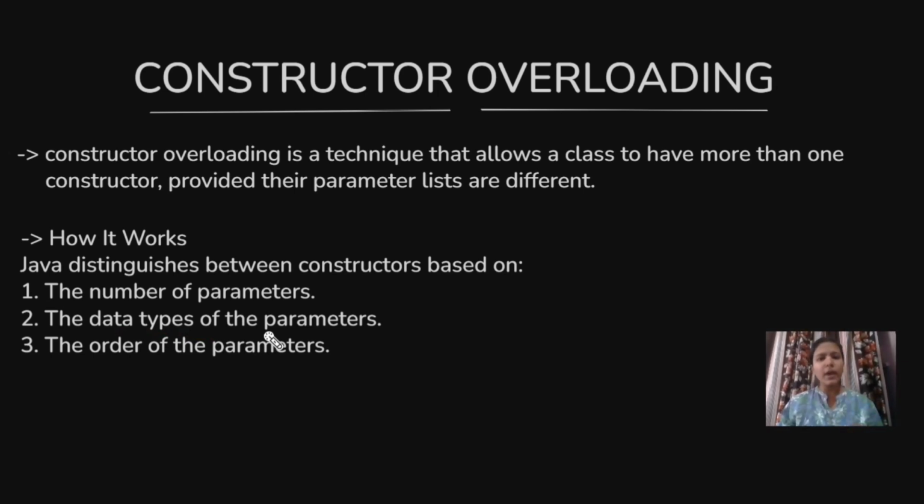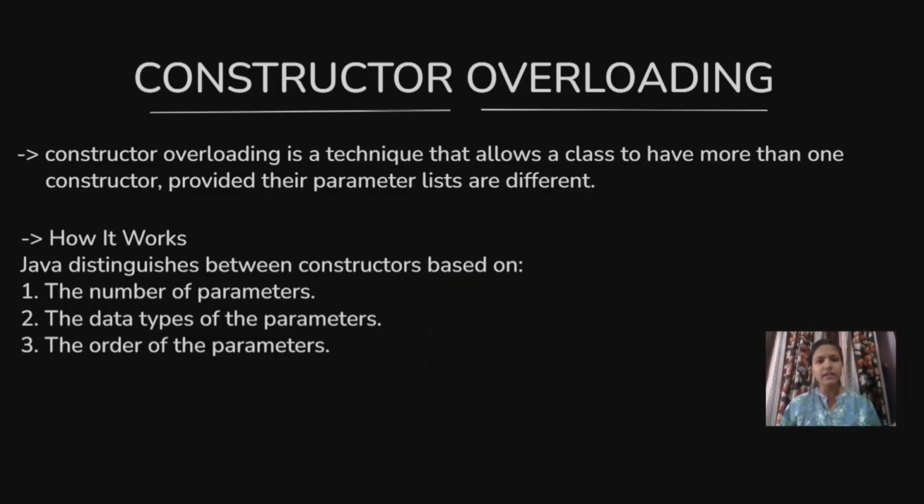If we create two constructors, one where the parameter is an integer and another where the parameter is a string, then if we pass a string, the string constructor is called, and if the parameter passed is an integer, the integer constructor is called. So data type is important and the number of parameters is also important. The third thing is the order of the parameters, so the order also matters. These three things we will understand in VS Code.